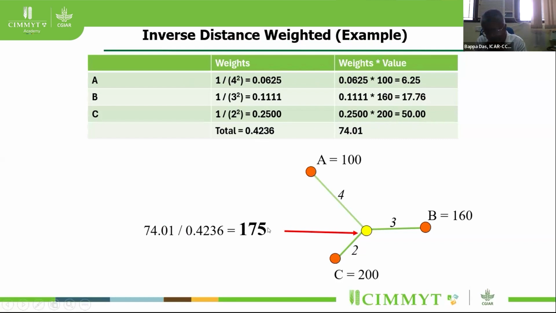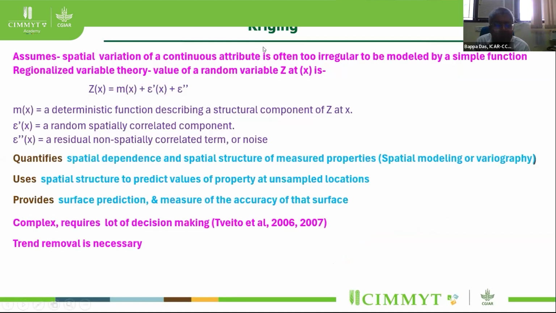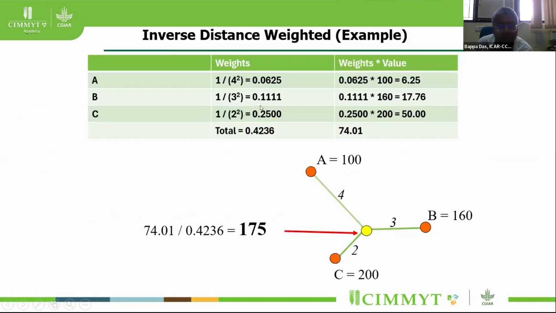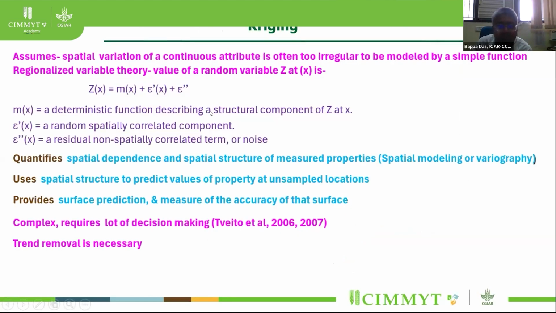This is done programmatically using R software or any GIS software. You can use ArcGIS or QGIS, where IDW is available. Those are done programmatically. Then the next is the stochastic method. IDW was a deterministic method; the stochastic method is kriging, which assumes that the spatial variation of a continuous attribute is often too irregular to be modeled by a simple function, like the one we have seen earlier. This function is very, very simple, and in reality, things are not that simple.